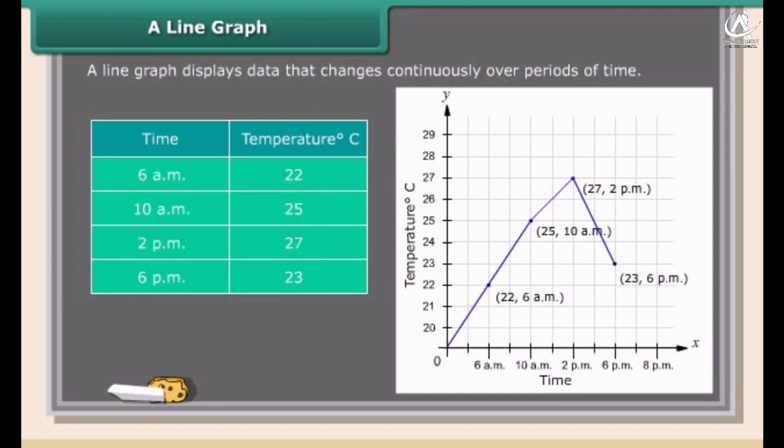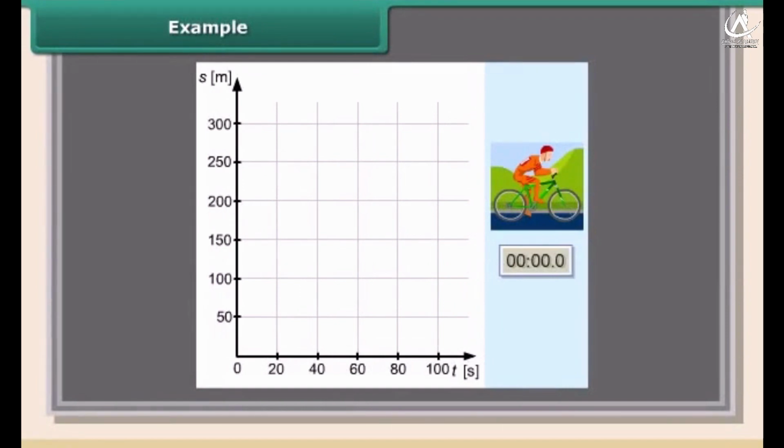From the graph, in between 10 a.m. and 2 p.m., we can find that the temperature increased by 2 degrees Celsius. This is the location time graph for a cyclist. While plotting the graph, the short moments of time where the cyclist changed his speed were neglected.